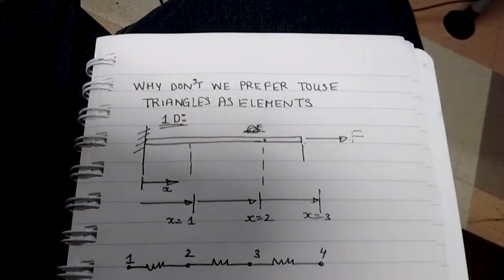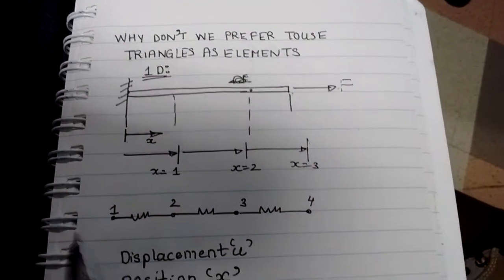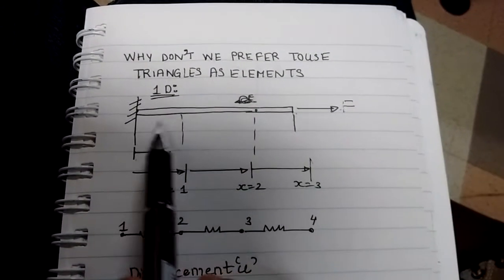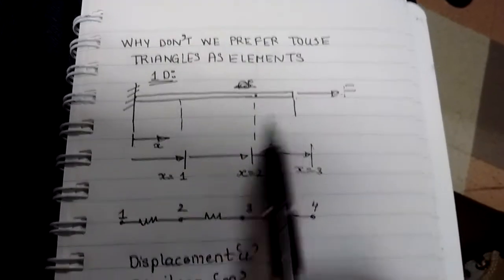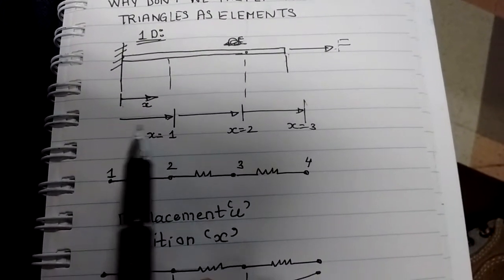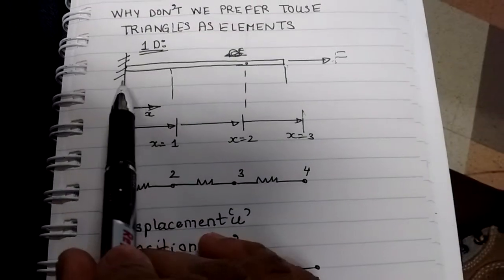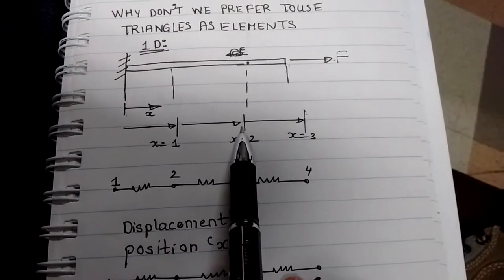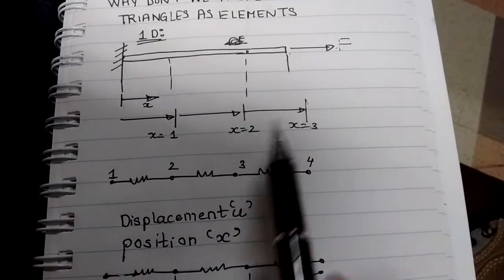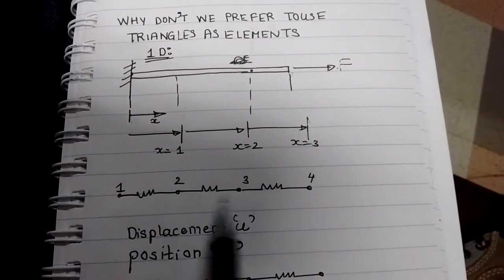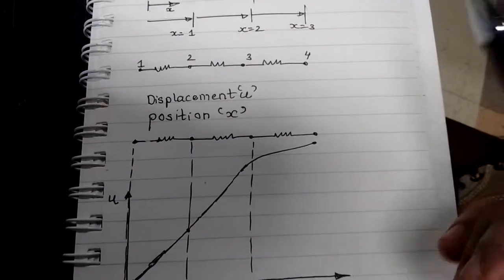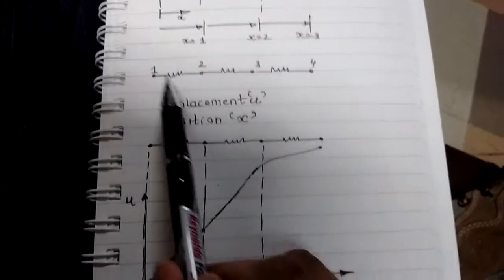Suppose I want to build a finite element model of this bar. I'll divide this bar into 3 elements, 1, 2 and 3, of equal length. Suppose the total length is 3, I'll put nodes at x equal to 1, x equal to 2 and x equal to 3, and so I have these 3 elements. What I need from FEM is to find the displacement at each and every point.